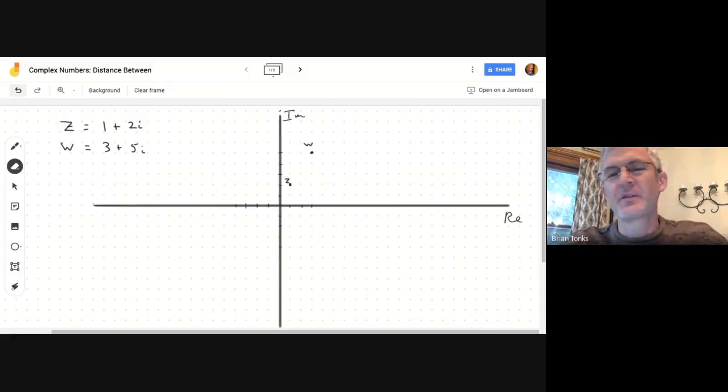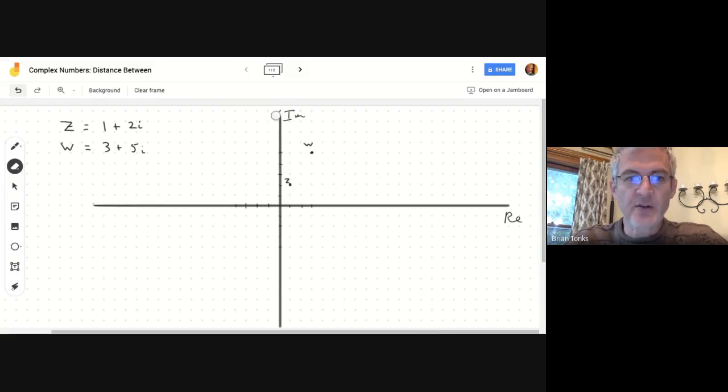Hi there. So I'm going to walk through how to find the distance between two complex numbers on the complex plane. And I'm also going to look into how to simplify a radical, because you're going to come up with radical expressions when you do that. And simplifying radicals can sometimes be frustrating. So let's go.